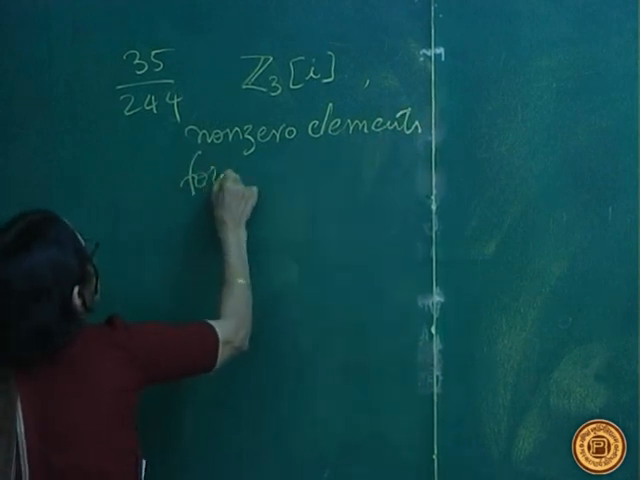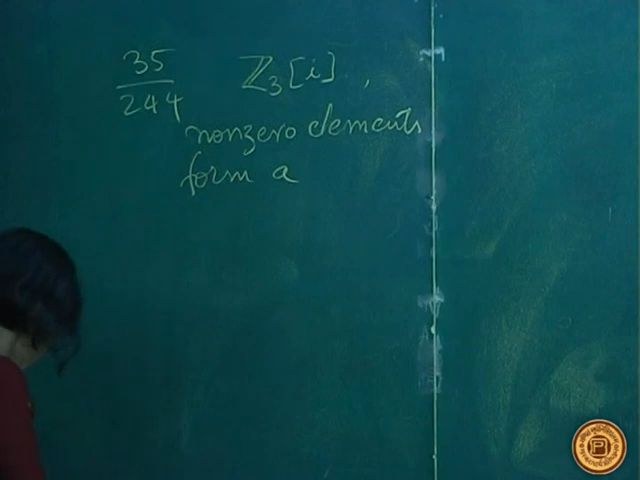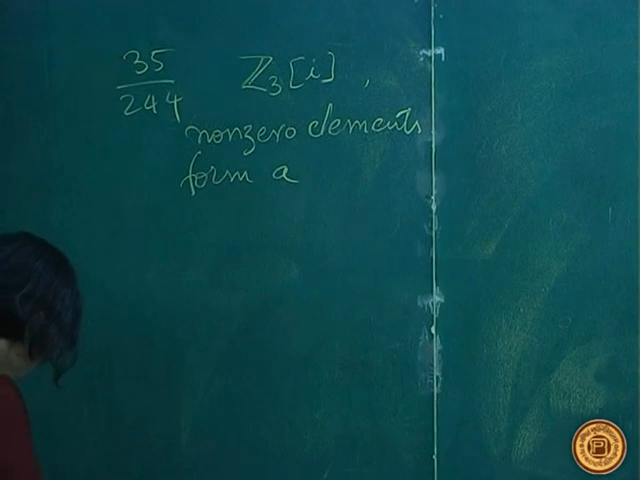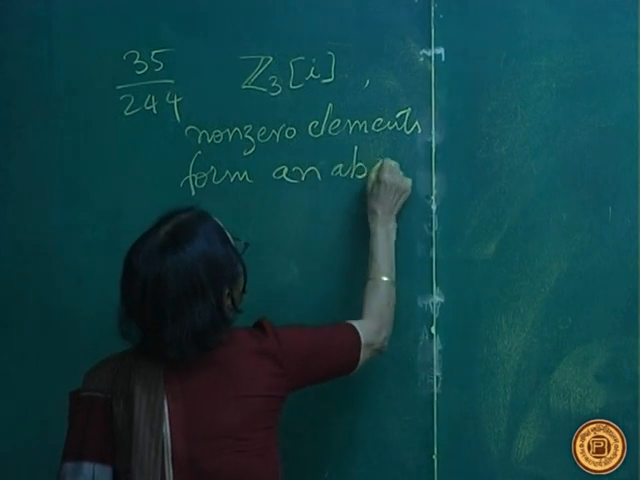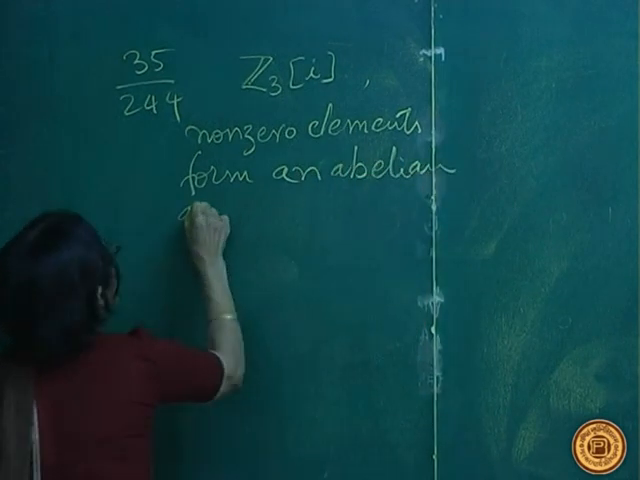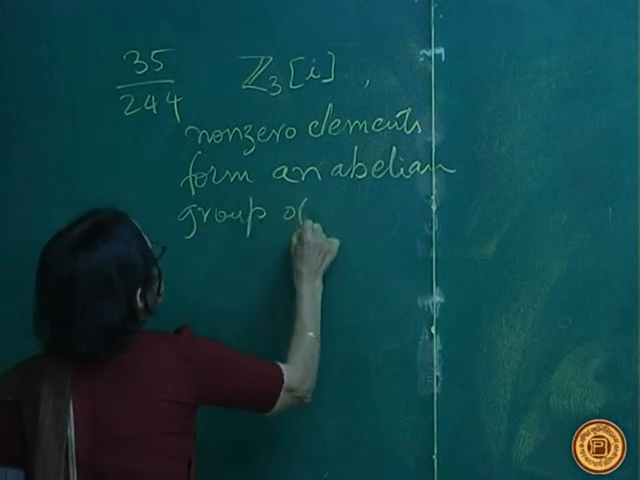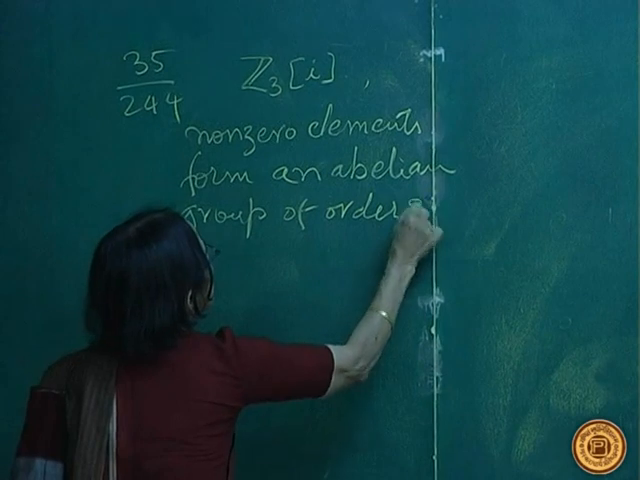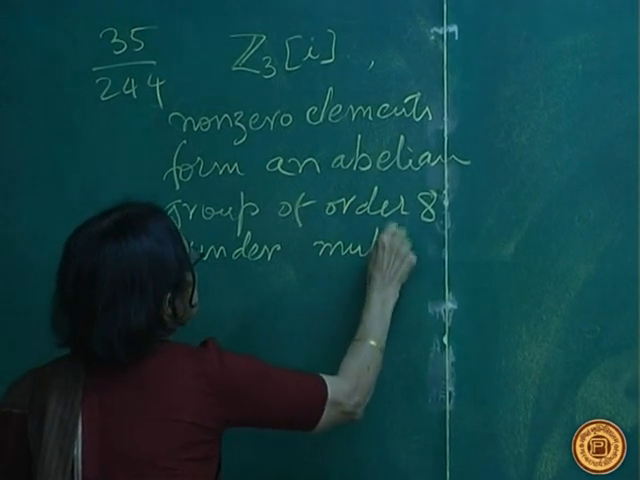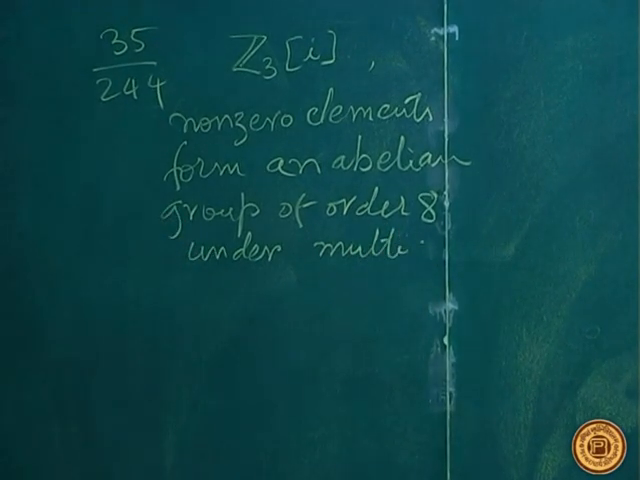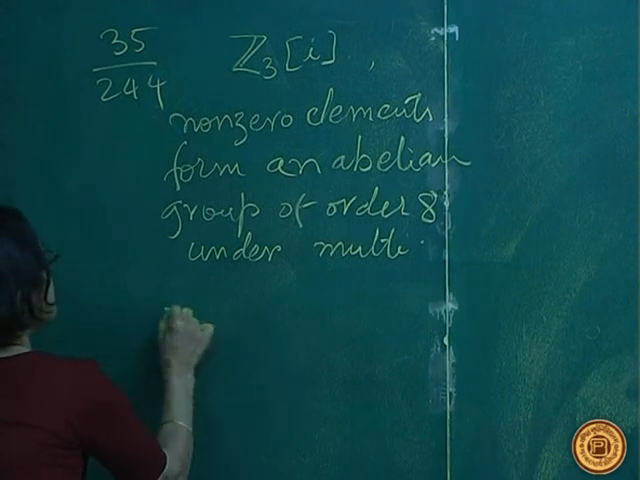form a multiplicative group of order 8, an abelian group of order 8 under multiplication. We will check on that, and then we want to find what it is isomorphic with.